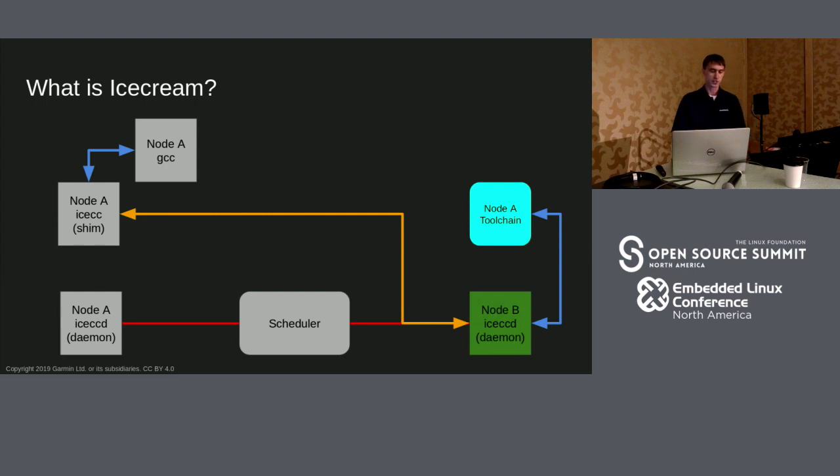One of the advantages of this setup is that the client shim only has to know how to talk to the daemons. It's actually not really aware of the scheduler. It only speaks a protocol with the daemons. It's also important to note that your compiles do not flow through your local daemon or through the scheduler. They go straight from the client shim to the remote daemon.